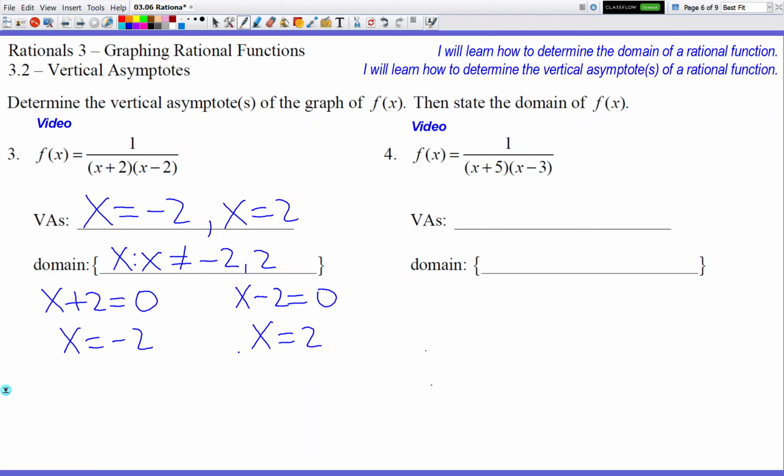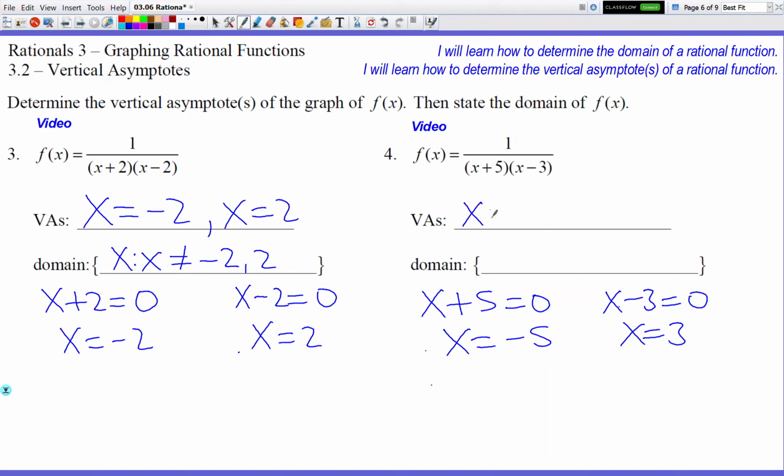All right, so now let's look at number 4. So let's grab our first parentheses, so x plus 5, set it equal to the number we never ever want to see it become, which is 0. Solve for x, we get negative 5. Then we get our second parentheses, x minus 3, set it equal to 0, solve for x, we get 3. Okay, so make sure, like I said, write out your 2 equations for your VAs. Don't do that lazy way of just writing comma 3. Okay, write 2 separate equations.